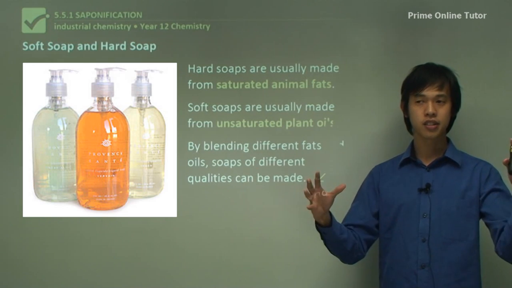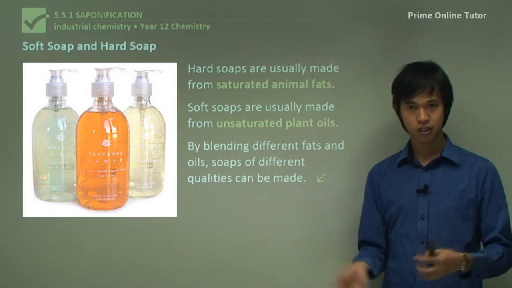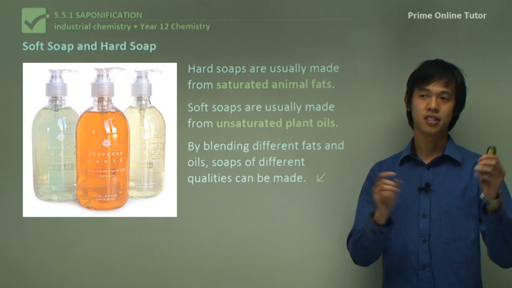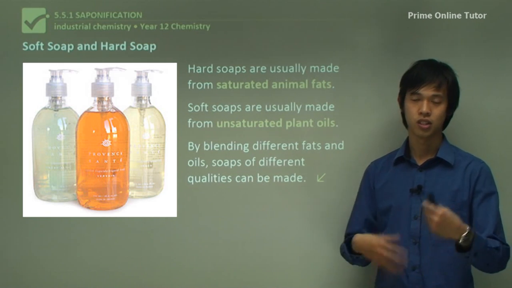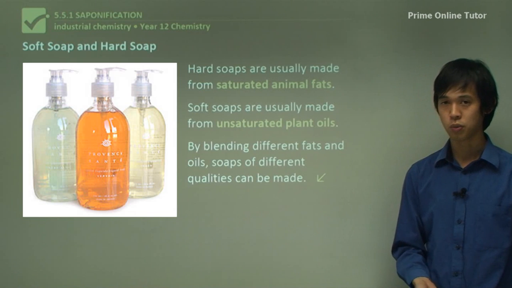So we take a triglyceride, we break it into glycerol and stearate, and then the stearate is bonded with sodium to form sodium stearate, which is our soap. Okay? So, move on to the question segment.